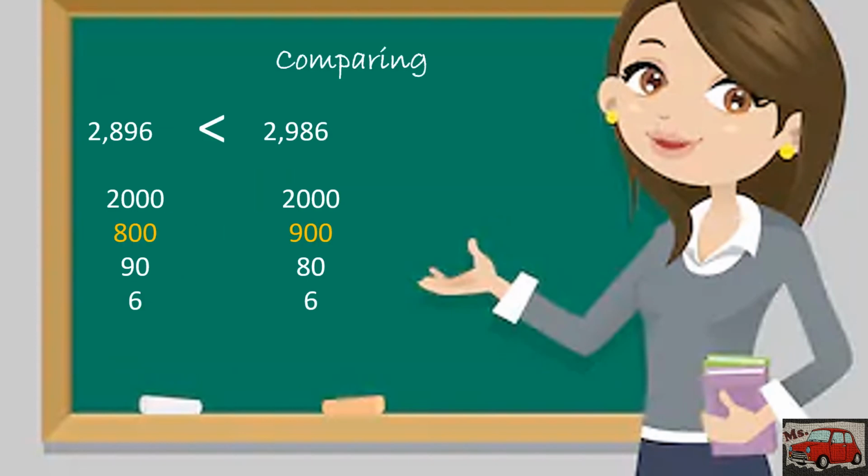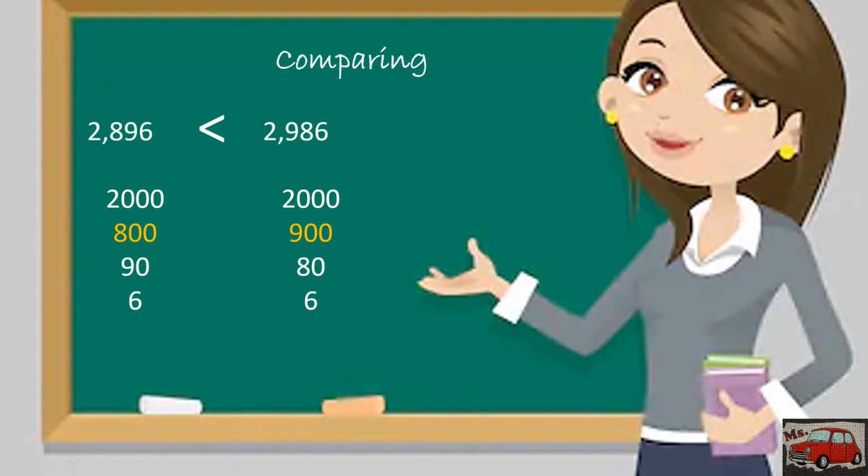Okay, let's compare whole numbers. I have here 2,896 and 2,986. For us to see kung sino yung mas mataas sa kanila, we need to check the value of each number according to their place or position. So sa 1,000 place, parehas silang 2,000. So equal sila dun. Then move ka na dun sa next na place value, which is hundreds. Makikita mo na yung isa 800 and then yung isa is 900. So mas mataas si 900 kesa 800.